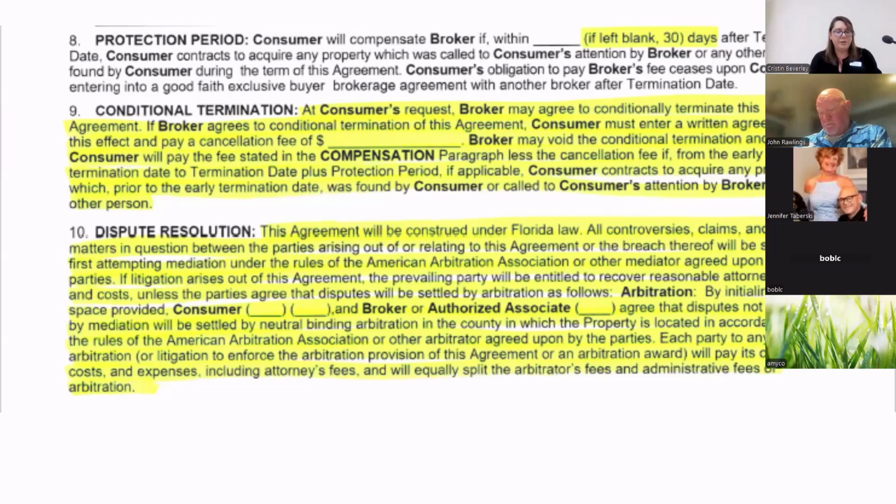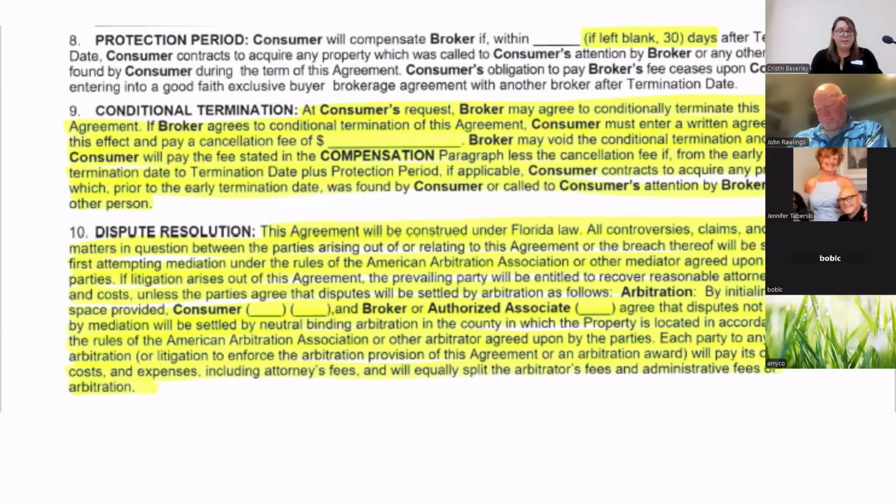So for conditional termination, at the customer's request, the broker may agree to conditionally terminate this agreement. If the broker agrees to a conditional termination of this agreement, the consumer must enter a written agreement to that effect and pay a cancellation fee of, I don't know, whatever you decide. The broker may void the conditional termination and the consumer will pay the fee stated in the compensation paragraph, less the cancellation fee if, from the early termination date to the termination date plus the protection period, if applicable, the consumer contracts to acquire any property which prior to the early termination date was found by the consumer or called to the consumer's attention by the broker or any other person.